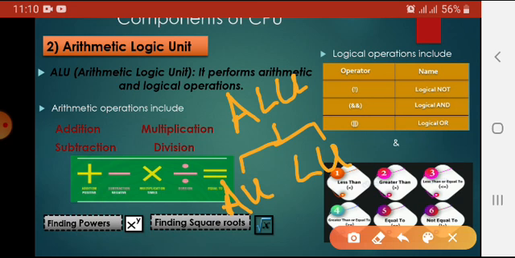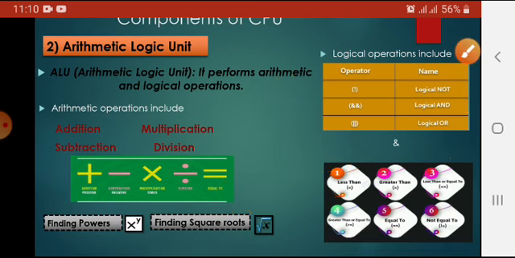So arithmetic operations that are performed by ALU are addition, subtraction, multiplication, division, finding powers, and square root. And the logical operation contains logical gates like NOT operation, AND operation, and OR operation. They also include the logical comparisons like less than, greater than, less than or equal to, greater than or equal to, or not equal to.